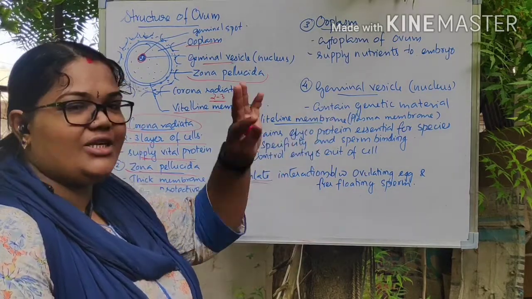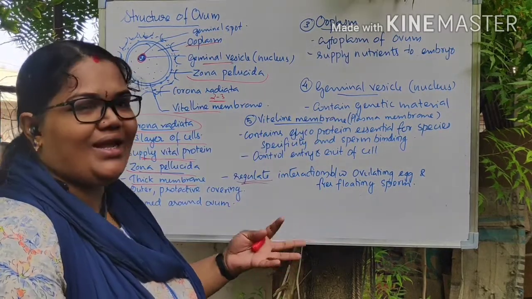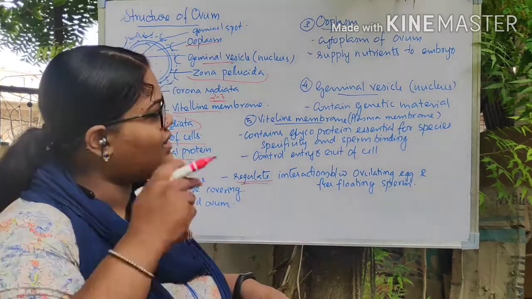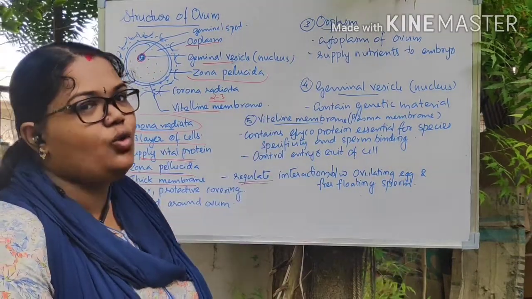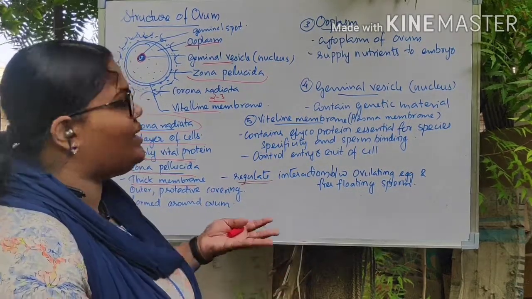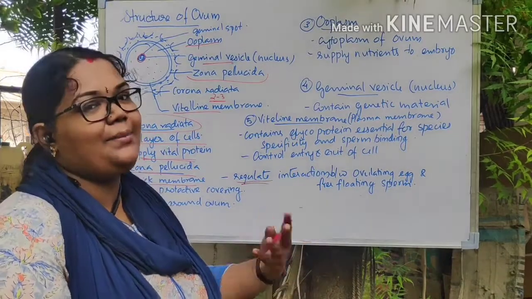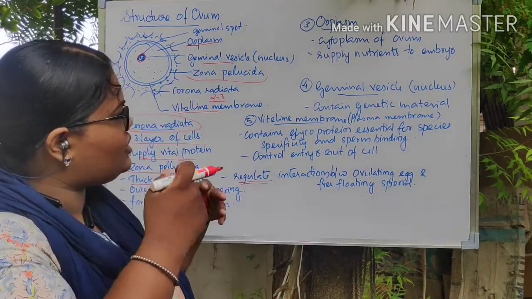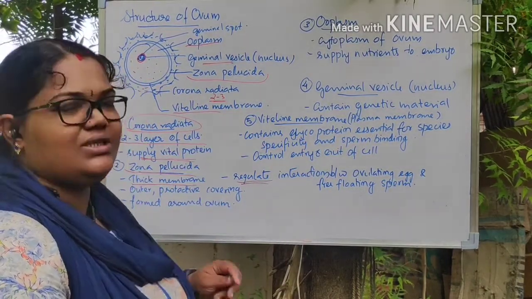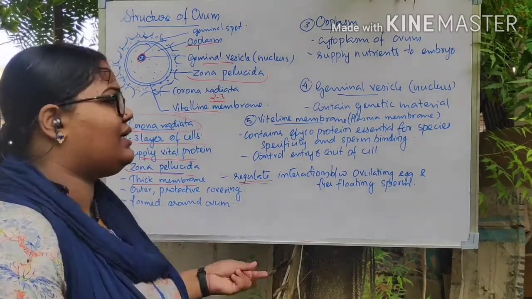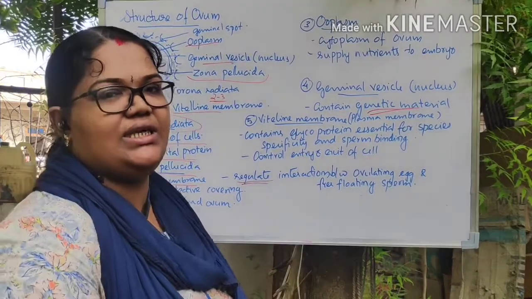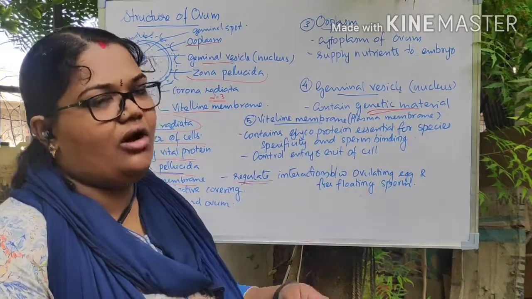The next structure to discuss is the cytoplasm of the ovum. In the same way, every living cell has cytoplasm. Here also the cytoplasm is there, but the cytoplasm of the ovum is called ooplasm. It also supplies nutrients for the embryo. So all these layers help the developing embryo. Now there is the nucleus or the germinal vesicle. It contains the genetic material of the ovum, so the maternal genetic material is enclosed in the germinal vesicle or nucleus.